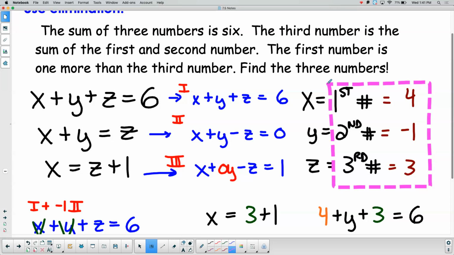Okay? Understand? I can't just write 3, negative 1, 4, because then it doesn't check out. I have to specify which one. If it were a problem that had a label, I'd have to also put a label on there. Okay? Questions, comments, concerns, clarifications?